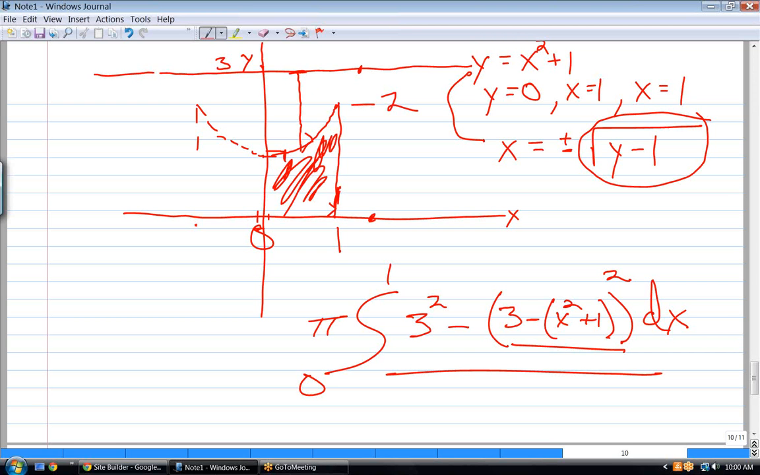The height of each shell, well, this outside shell is going to have that height and this radius. And the inside shell is going to have this height and this radius.